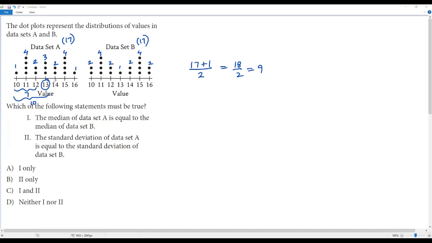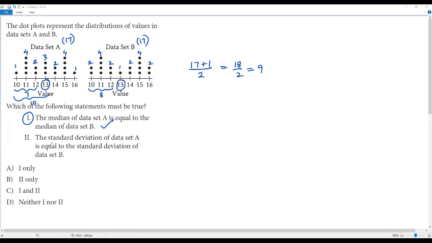Now let's do the same thing for dataset B. When I add these 2, 4 and 2, I am getting 8. We have 8 values in the first 3 categories and the 9th value is in the 4th category. So the median is 13 for dataset B. So for both dataset A and dataset B, we have the same median, that is 13. So the first statement is correct because it says the median of dataset A is equal to the median of dataset B.